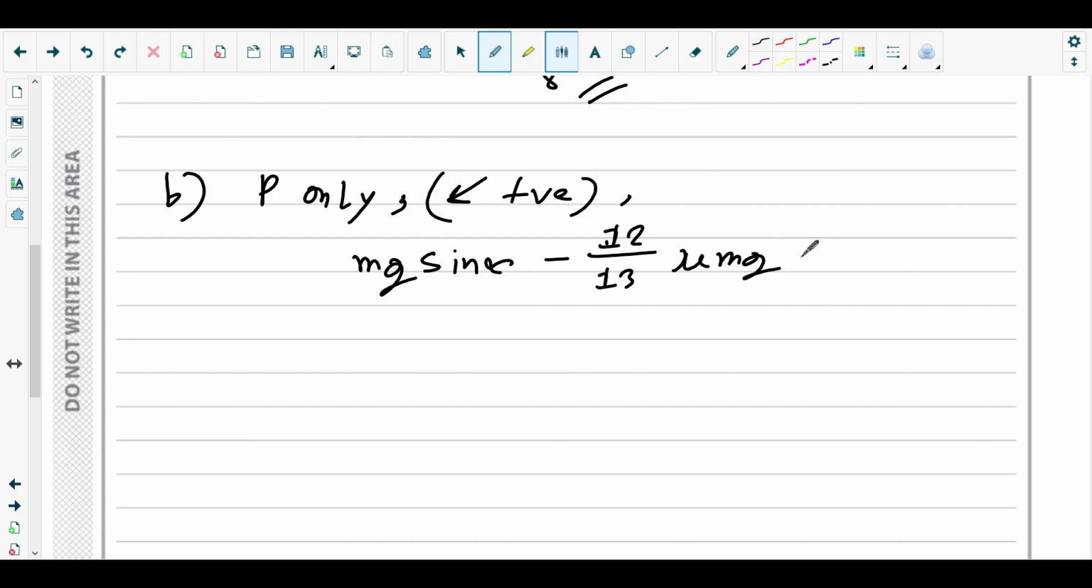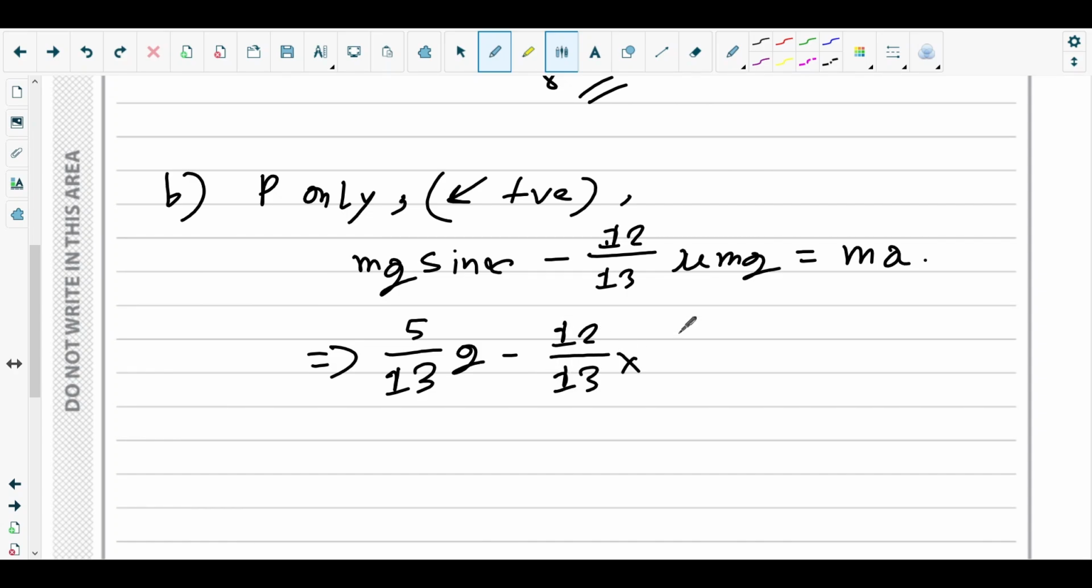We know the value of mu. We will use it definitely. So this is equal to what? The mass of particle P is m, so ma. Okay, so m cancels out from both sides. So you will get g sine alpha. Sine alpha is basically 5 over 13, right? So 5 over 13 g minus 12 over 13, the value for mu is 1 over 8, 1 over 8 g. This is equal to just a. So we need the acceleration.